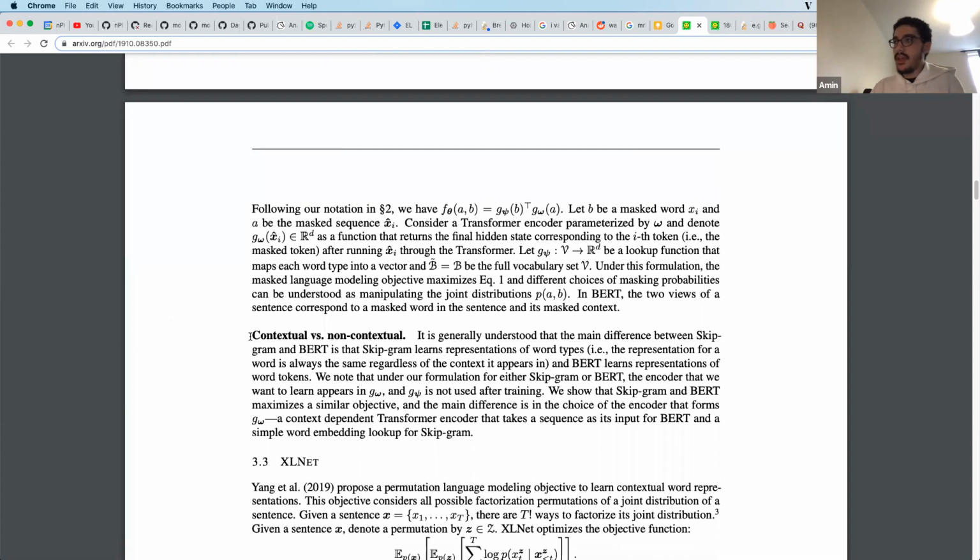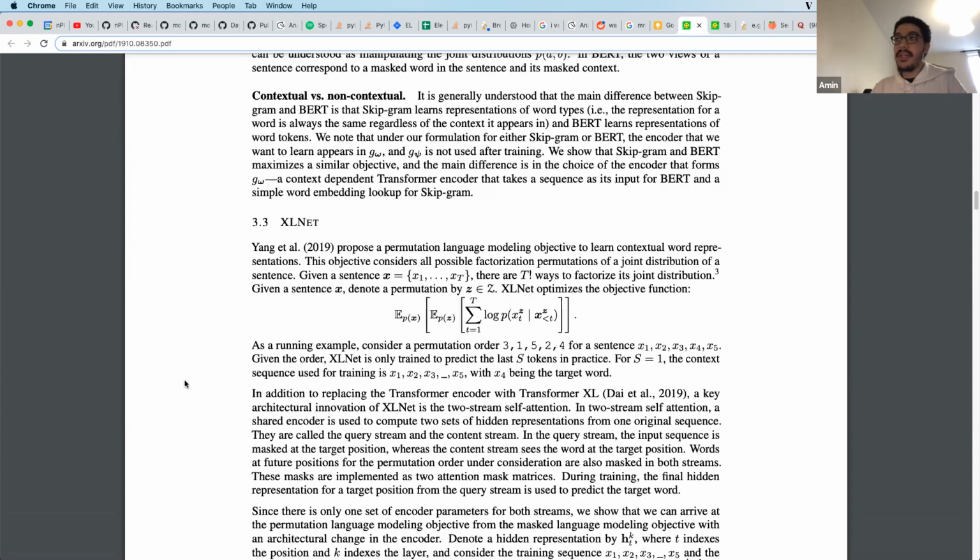They do discuss here a key difference between the two models. The representations that are produced from Skipgram are word type representations. So if you give it a word, no matter where the word might appear in the context, you will get the same representation. But in BERT, because it takes a whole sentence as input and produces word embeddings from that, the word embeddings are contextual, and it isn't just a simple lookup. So that's the main difference.